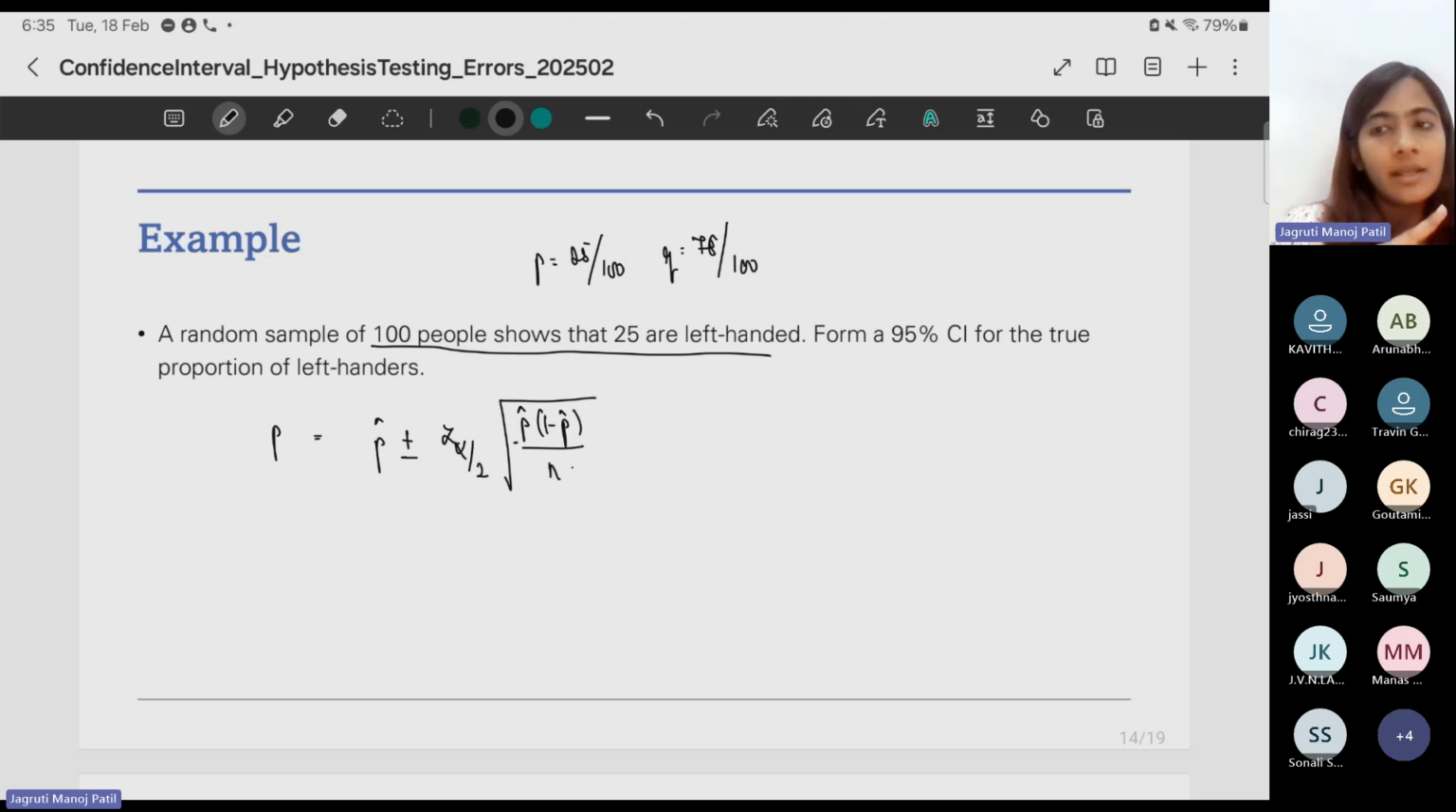Although the interval may or may not contain the true proportion, we know that some values out of the 100 samples will contain the true population values within these ranges that we have.